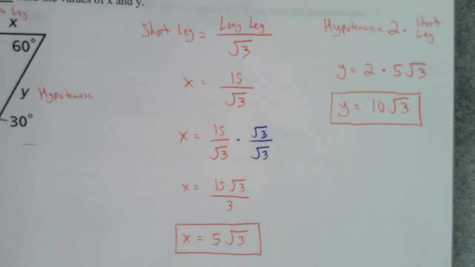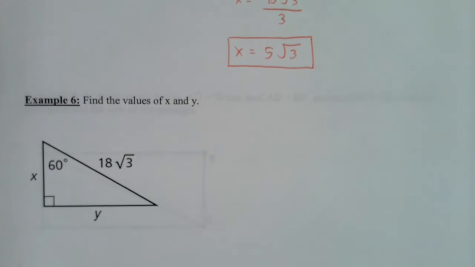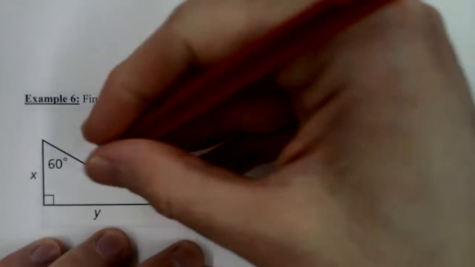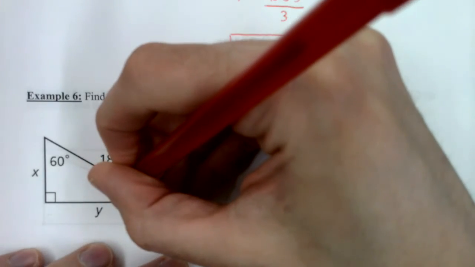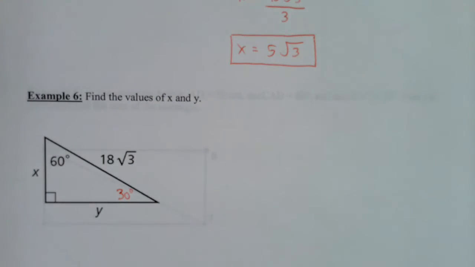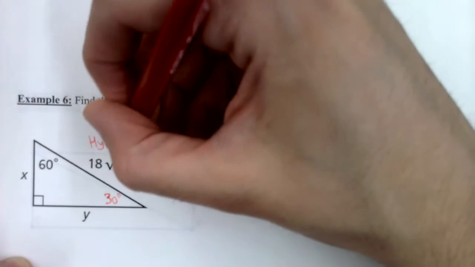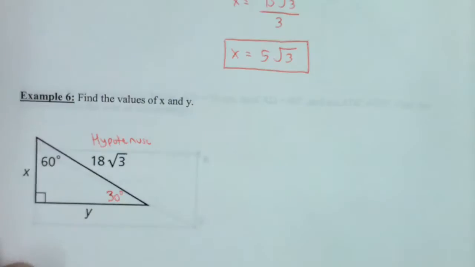Okay, here we go. For example 6, find the values of x and y. So again, let me label. This is 30 degrees. It's not labeled, but you know it should be 30 because all the angles have to add up to 180 in a triangle. This is the hypotenuse. X is the short leg. And y is the long leg.